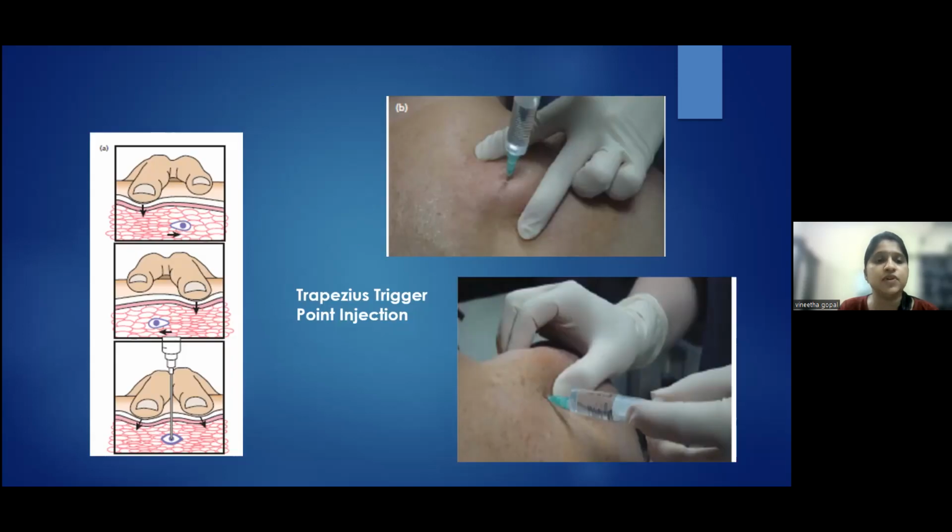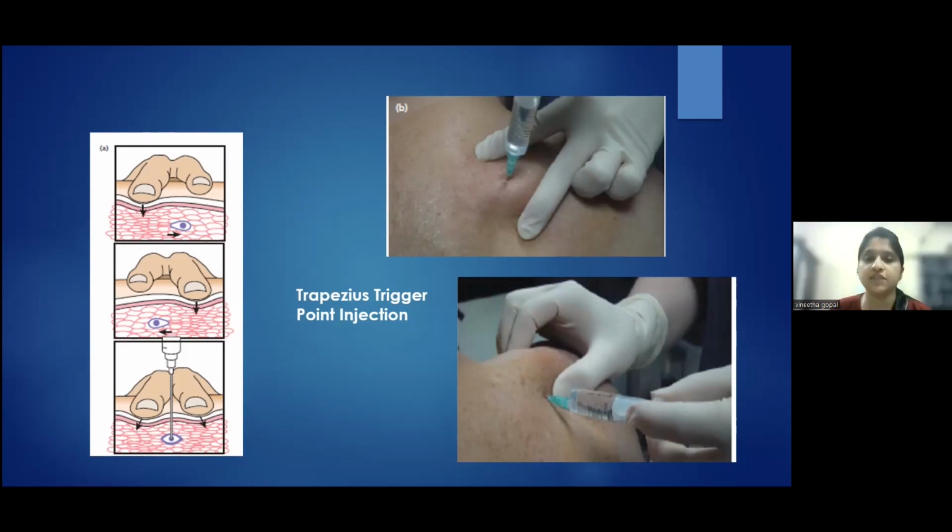So any doubt in this myofascial pain, then we'll go to fibromyalgia. Ma'am, I have one question. Have you ever seen, after giving trigger point injections, that after some time the patient had an episode of increased pain rather than improving the pain? Yes, definitely.